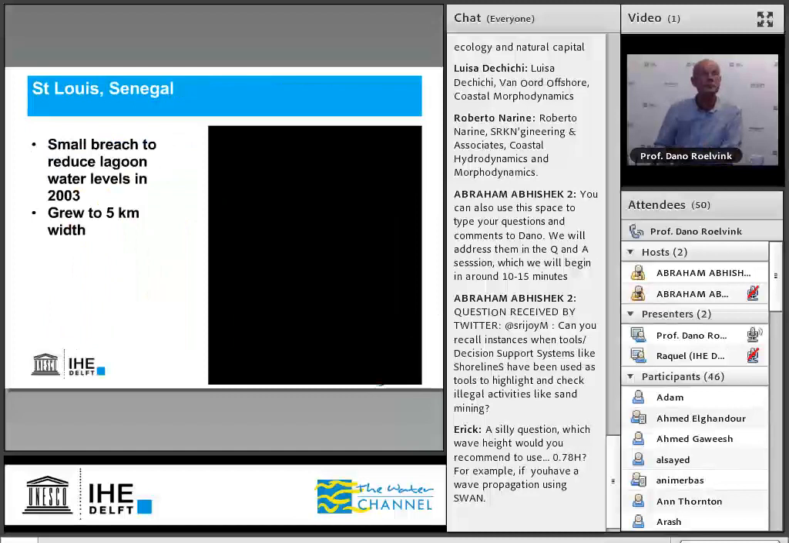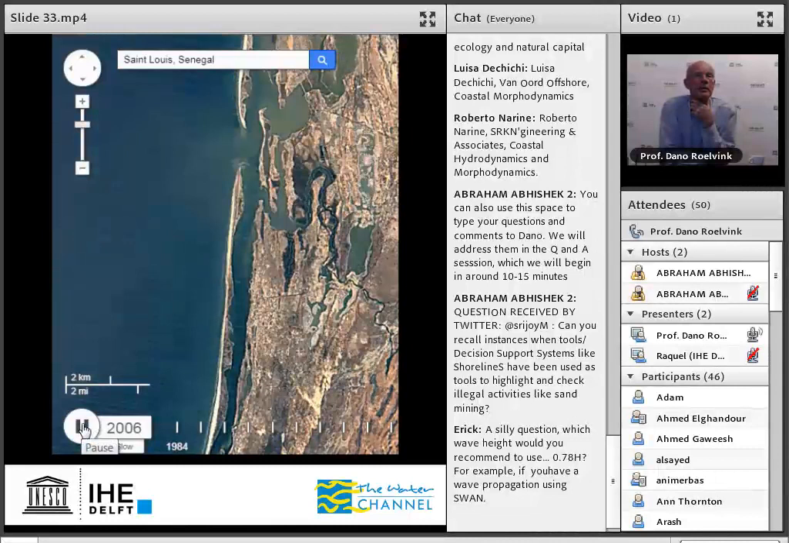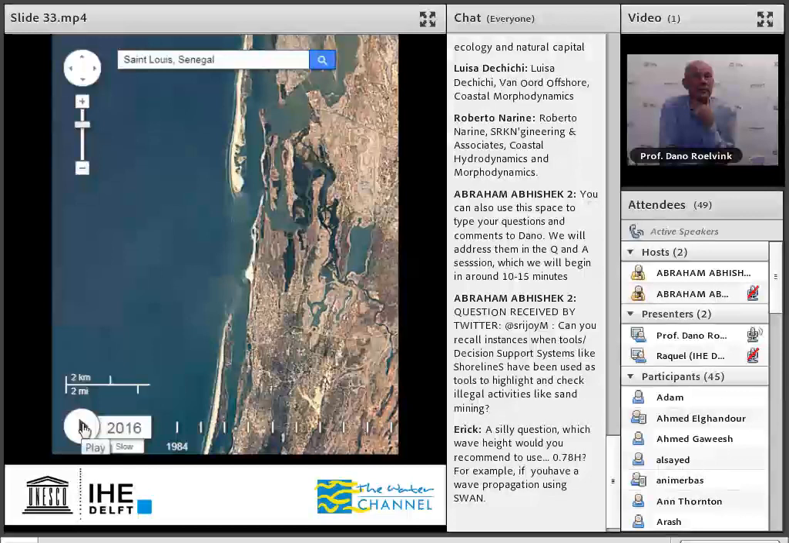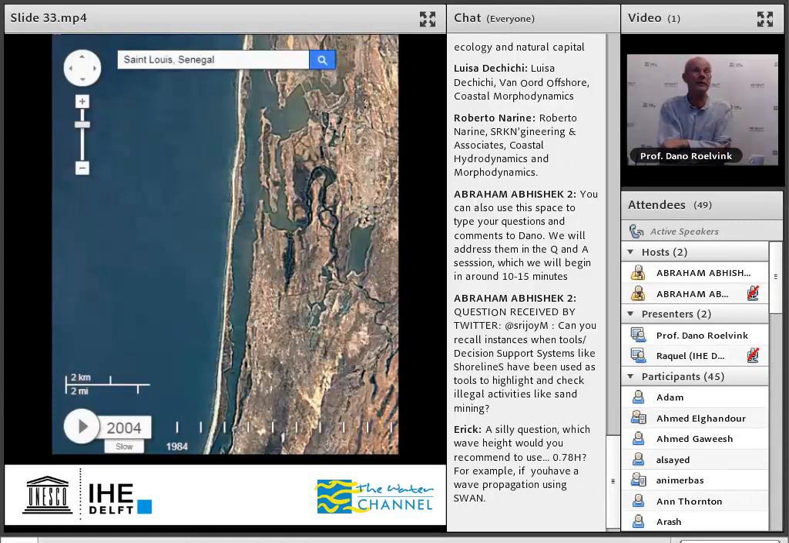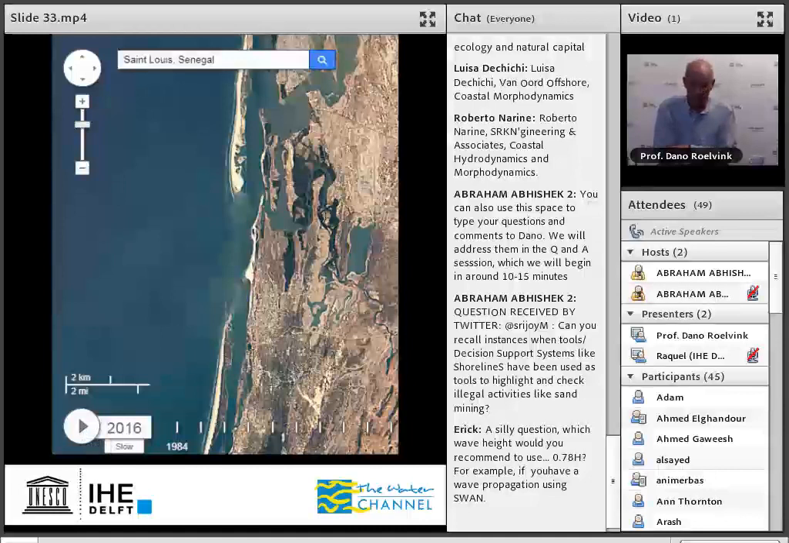So we now have a very interesting project in Saint Louis in Senegal, together with Deltares, where a small breach was made to reduce lagoon water levels in 2003, and this breach grew to 5 kilometers width. We can see it on Google Earth if we play the animation. So you see here, it started 4 meters wide, and now it's 6 kilometers. And several villages were actually destroyed in this process, because the coast behind the barrier was totally not prepared for being on an open coast suddenly. Yes? Let's go back.